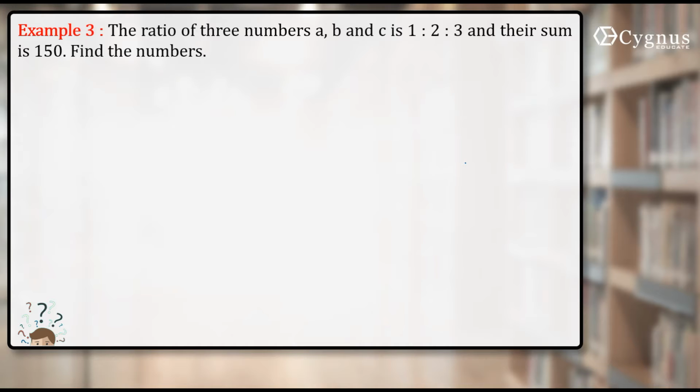Now, there are three numbers. What's the ratio? 1 is to 2 is to 3. Let's try to do it in the third way. If the first number is 1, second becomes 2, third will become 3. What's their sum? 1 plus 2 plus 3 will give you how much? 6. But actually, the sum is given equal to 150. Can you make it 150? Yes, you need to multiply it by 25.